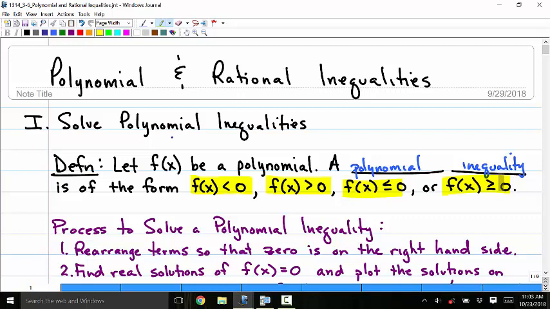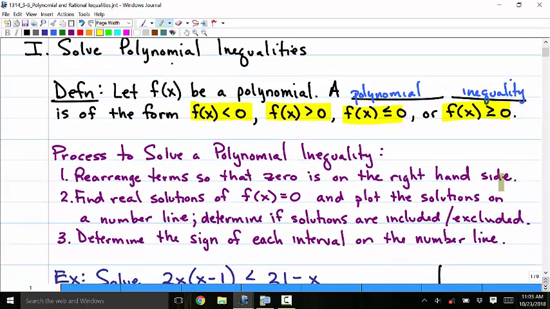What do you notice about all four of those on the right-hand side of the inequality? You have to have a zero. So you have to have the polynomial on the left, an inequality symbol in the middle, and a zero on the right. Now it can have any one of the four inequality symbols: less than, greater than, less than or equal to, greater than or equal to. But what's important is that you have to have zero on the right. Got it?